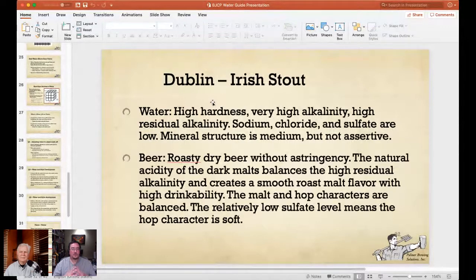This helps to produce a dry, roasty beer with good body, but without astringency and without any harsh flavors. You have soft bitterness. You have a smooth roast malt profile, not a harsh acrid malt profile. High drinkability. So the beer properties are a result of these water properties, at least in part.